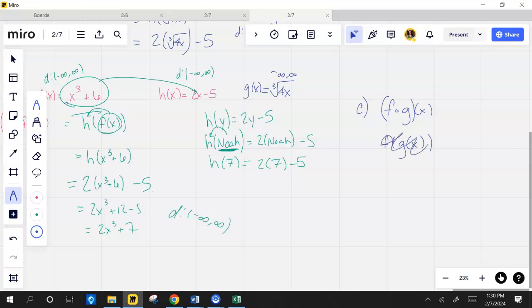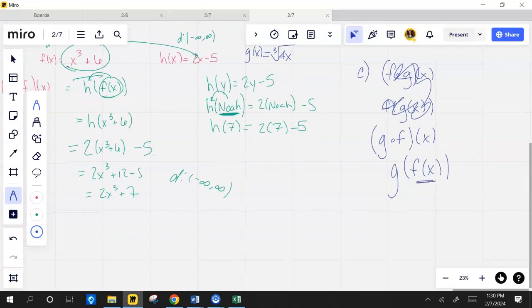G of F of X. Sorry. All right, so what do I put? Inside out, inside out. You can do it. Always go inside first. So G of X cubed plus 6. That's what this is. It looks like the cube root of 4X. That's your G.